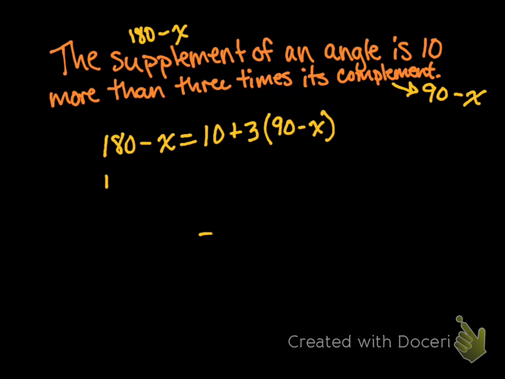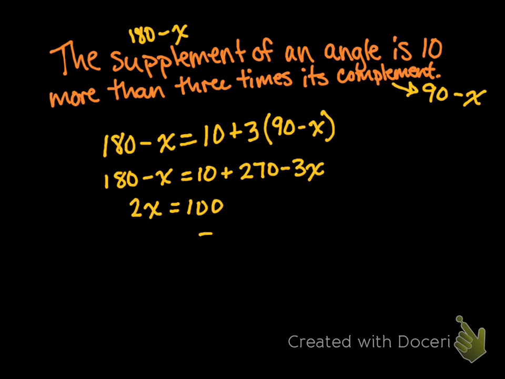So let's finish solving this. Let's add the 3x, subtract 180. And x should equal 50.